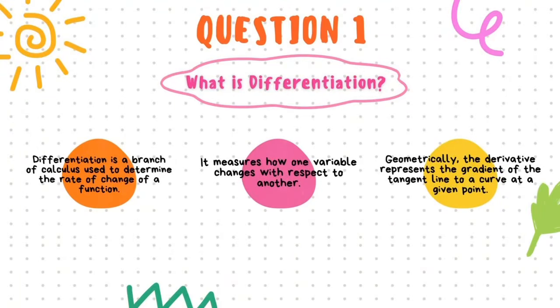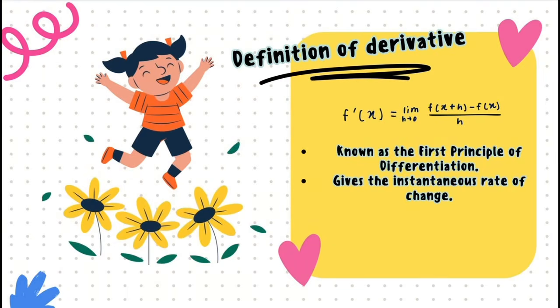I'm going to explain the concept of differentiation and the main rules used to find derivatives. Differentiation is a process in calculus used to measure how a function changes with respect to a variable. It also represents the gradient or slope of the tangent line to a curve at a particular point. The derivative of a function is defined using the first principle of differentiation. This formula shows the instantaneous rate of change of a function as the change in x approaches 0.